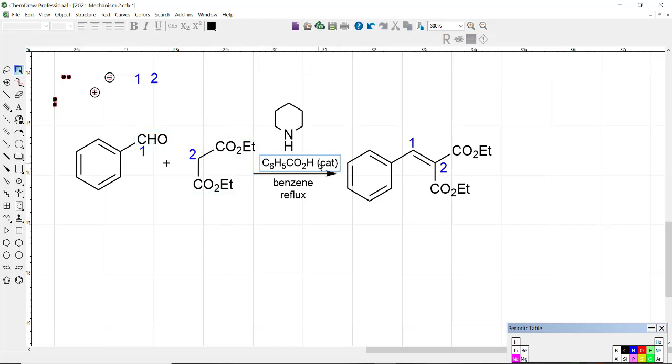Okay, so before that, we look at the reagents here. So we have this particular interesting reagent. This is some form of a secondary amine, likely to be a source of a weak base, which helps to perform some form of deprotonation. And this is benzoic acid, catalytic, so likely to be the acid source. And then you have a solvent here, benzene and the reflux.